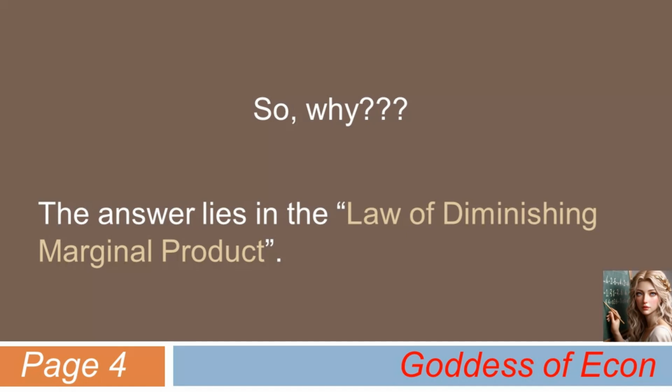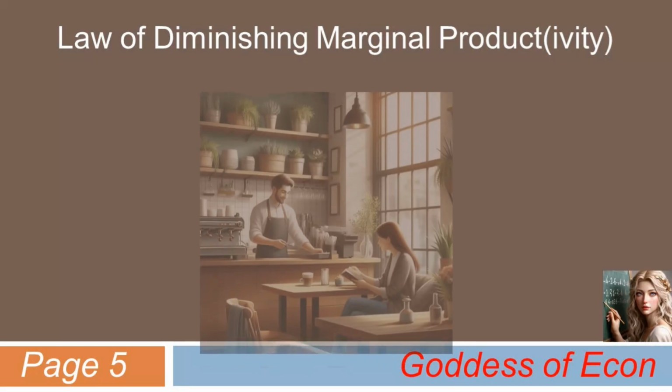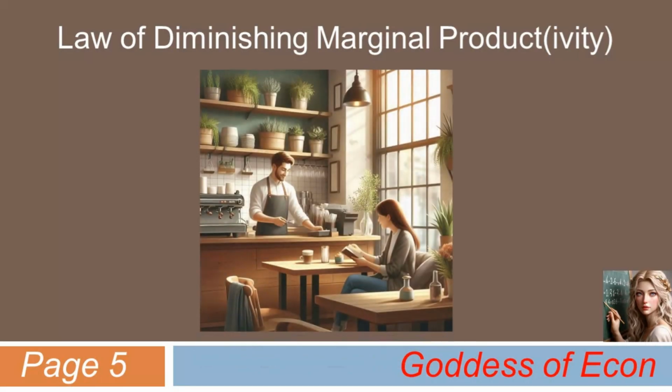What is the law of diminishing marginal product or productivity? Well, let me explain it using a simple example as follows. Suppose you own a small cafe and hire one worker. This worker you hire would help you make and serve coffee and sandwiches to customers in a timely manner. Now, let's say you go on to hire one more worker.